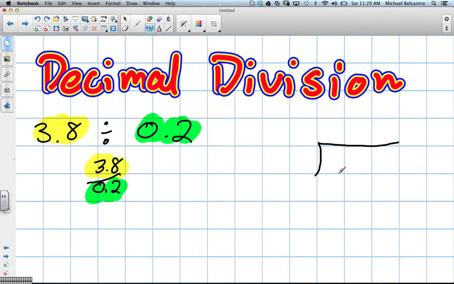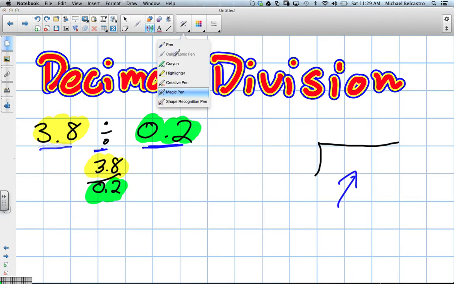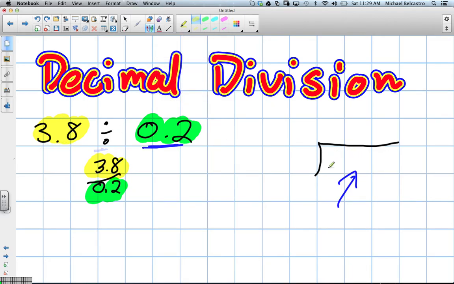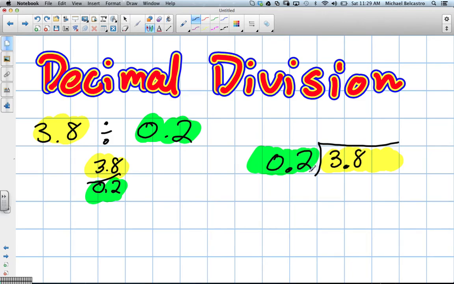Now, in here, how will we set it up? What value goes underneath our division sign, and which value stays on the outside? 0.2 is on the outside. Yeah, that's right. What this says is 3.8 divided by 0.2. So whatever is being divided by goes on the outside, and our 3.8 goes underneath. So we have 3.8 and 0.2. Okay, so we set up the first part.